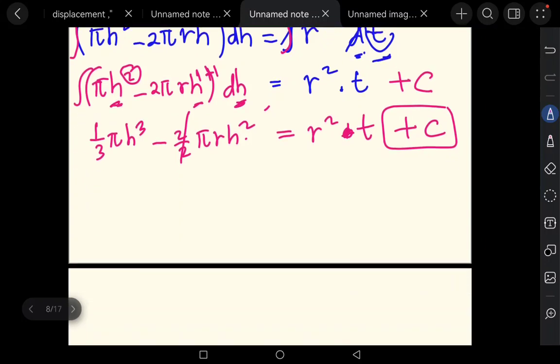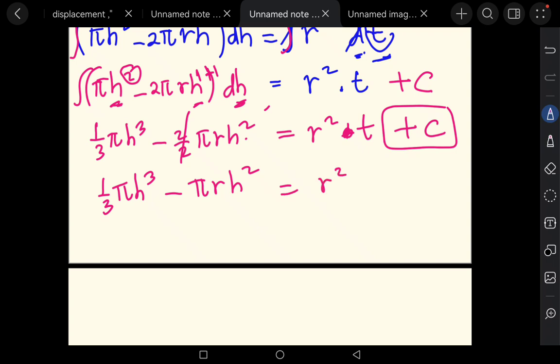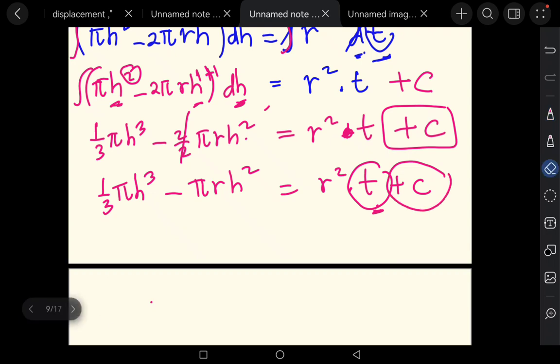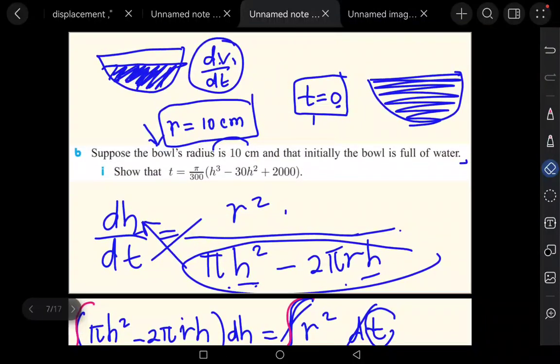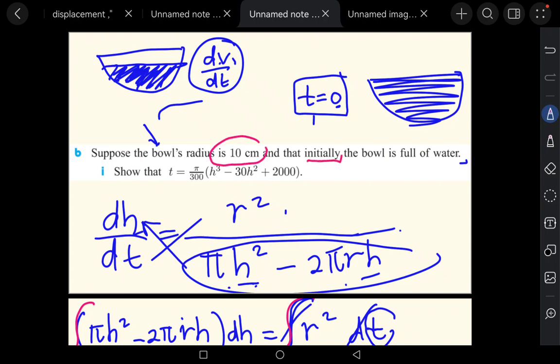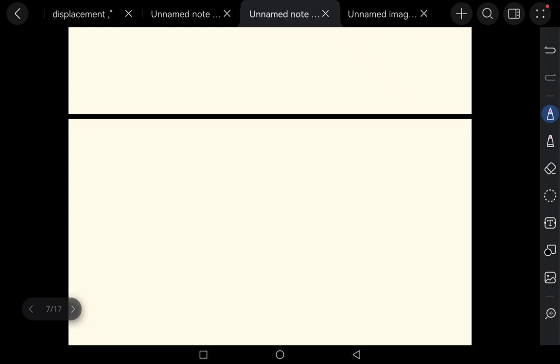Alright. So simplify. Now we have 1/3 pi h cube minus pi rh square equals r square times t plus c. Now you want to find the t. But we need to insert the c, right? By using what? The question says that the radius is 10, and initially time is 0. So let's insert here to get the c.